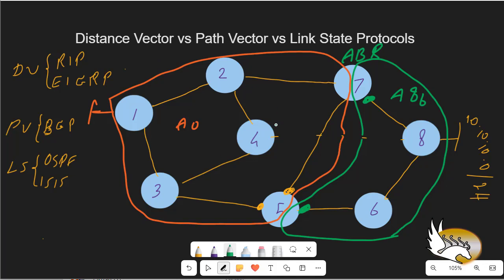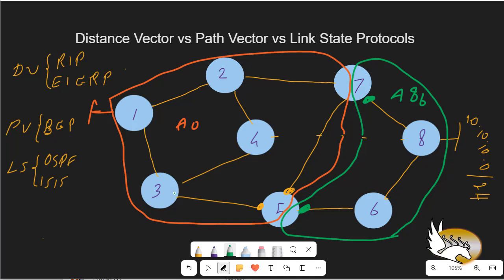So intra-area it is link state. Inter-area we act as, let's say, a distance vector. So that is what we have in here.